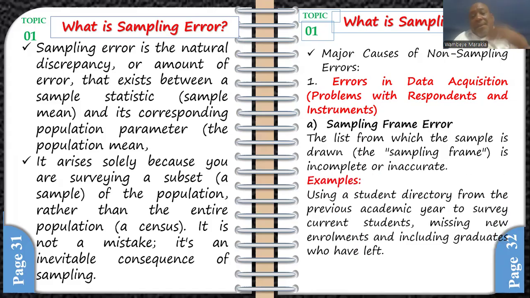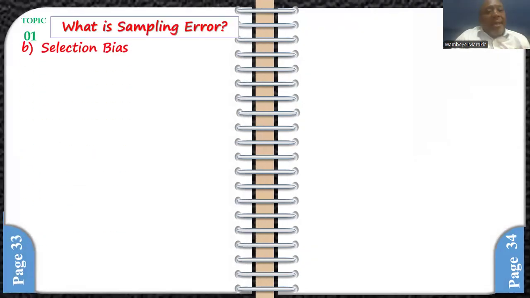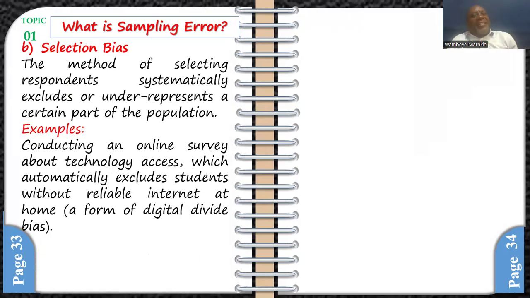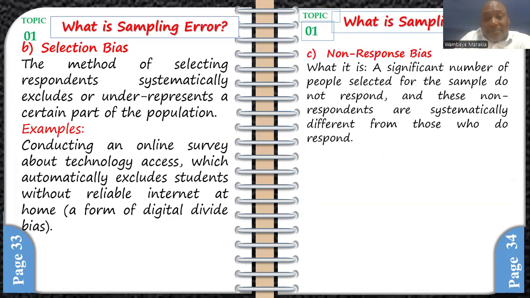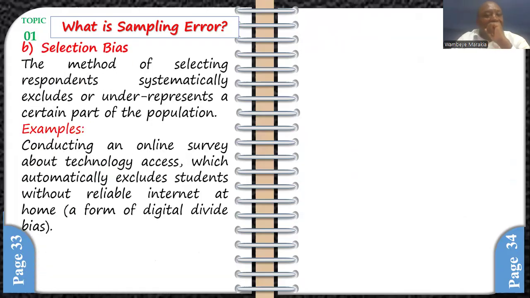Second, selection bias. The methods of selecting respondents systematically exclude or underrepresent certain parts of the population. Example, conducting an online survey about technology access, which automatically excludes students without reliable internet at home. This is a form of digital divide bias.